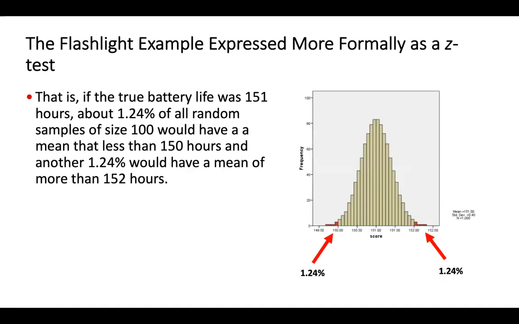So just to make the connection to our example again, if the true battery life was 151 hours, then 1.24% of all random samples of size 100 would have a mean of less than 150 hours, and another 1.24% would have a mean life of more than 152 hours.